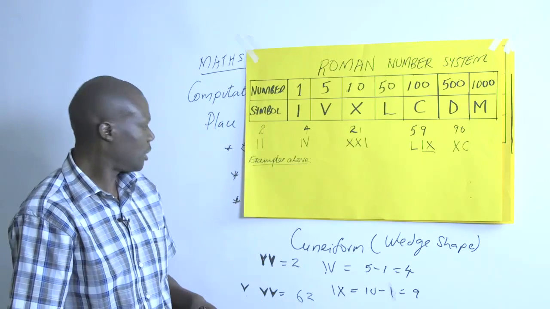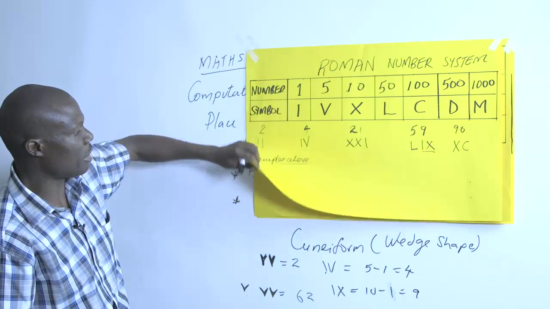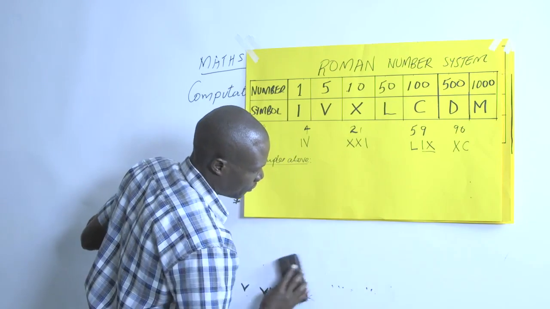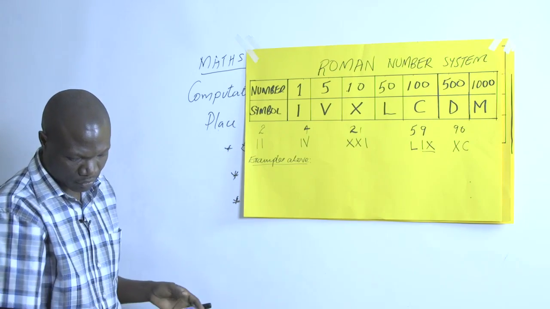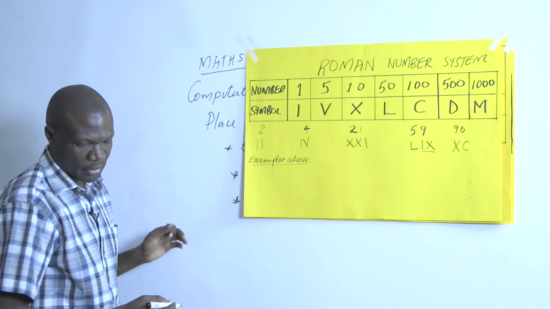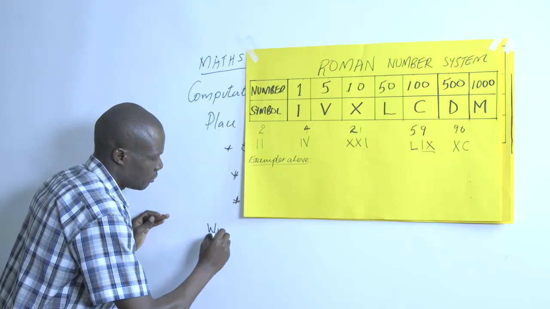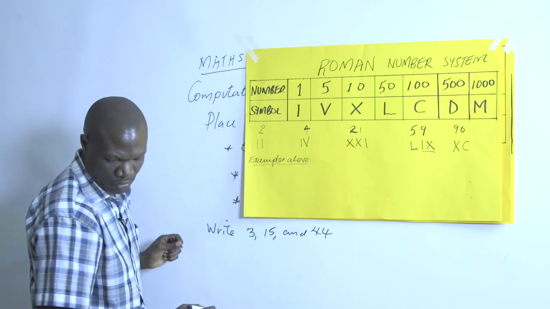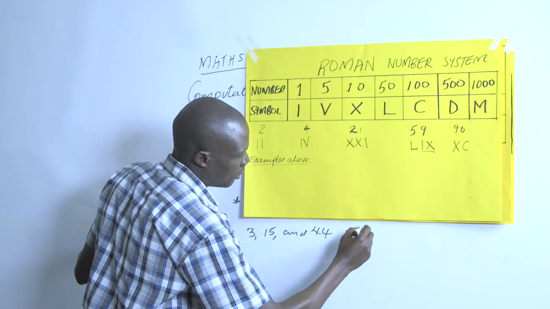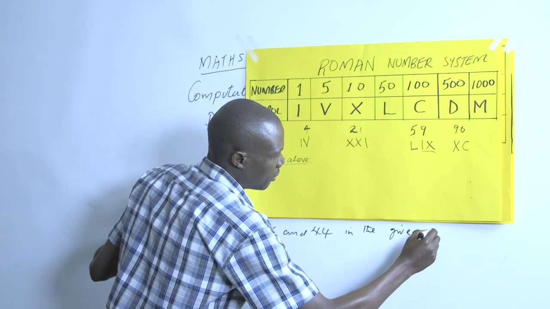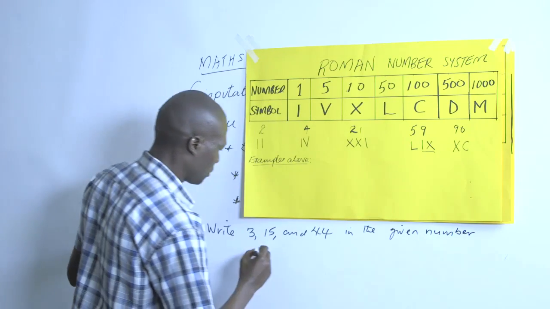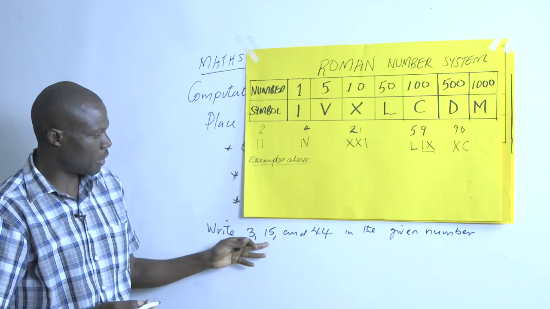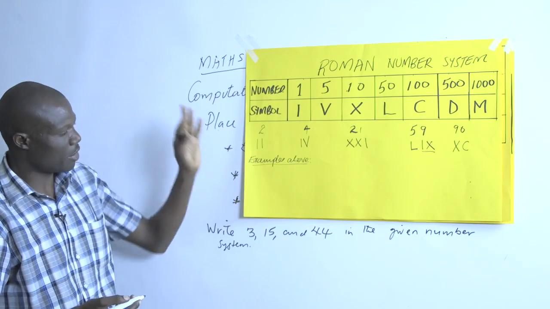So at this time, let us look at a few exercises. We shall be referring to these charts as we work out those problems. The question says, write 3, 15, and 44 in the given number system. The number systems we have are 3.